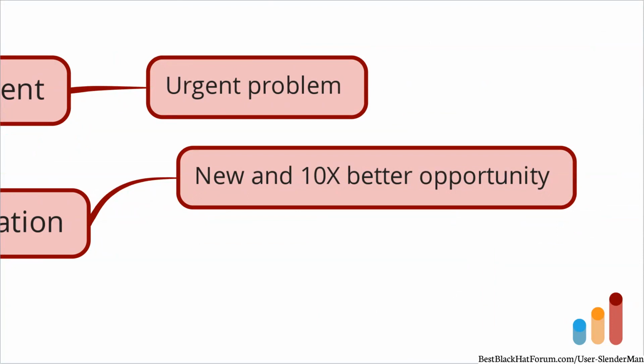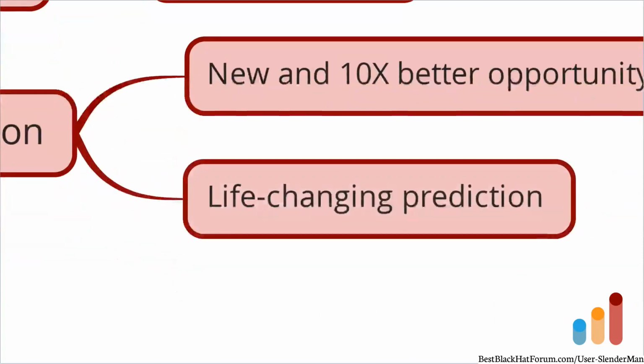That is the opportunity to pursue something big and exciting in the future that they did not have an opportunity to pursue before. Or you're going to make a life-changing prediction, a prediction of something good that's going to happen that they're going to want to take advantage of, or a prediction of something bad that's going to happen that they are going to need to respond to.